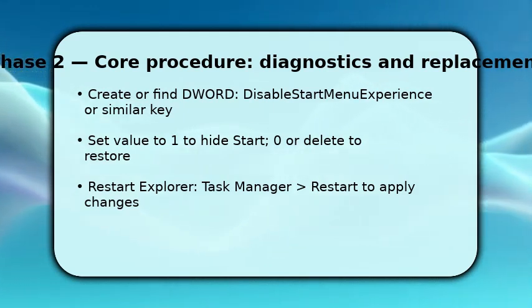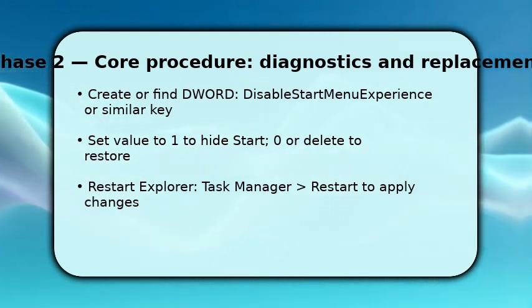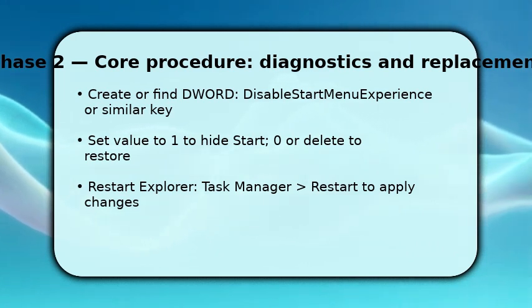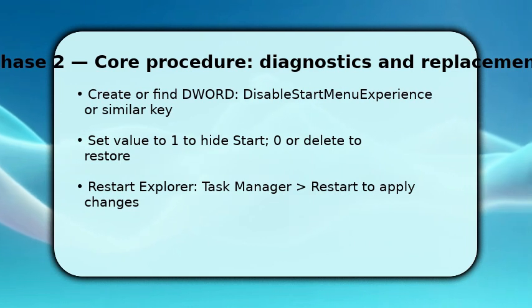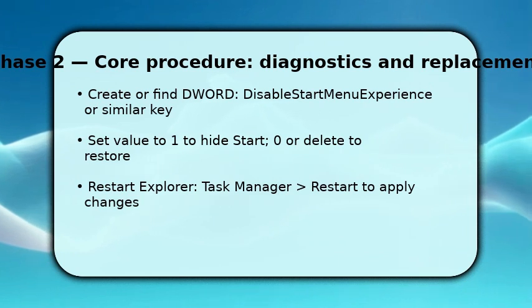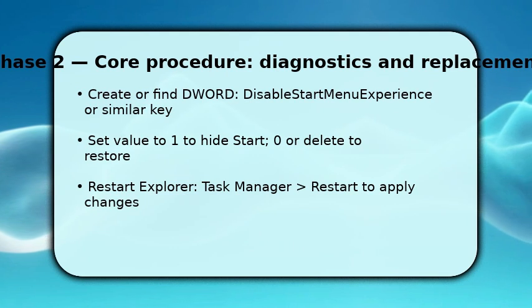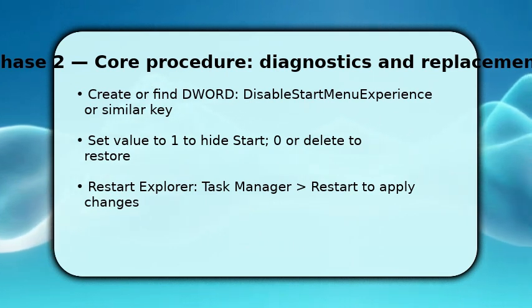Right-click in Advanced, choose New, DWORD (32-bit) Value, name it DisableStartMenuExperience or the documented key used by your build. Set its value to 1. This tells Explorer to disable the Start UI. Make sure the DWORD type is correct and hex versus decimal is noted. Decimal doesn't matter here, but consistency helps.